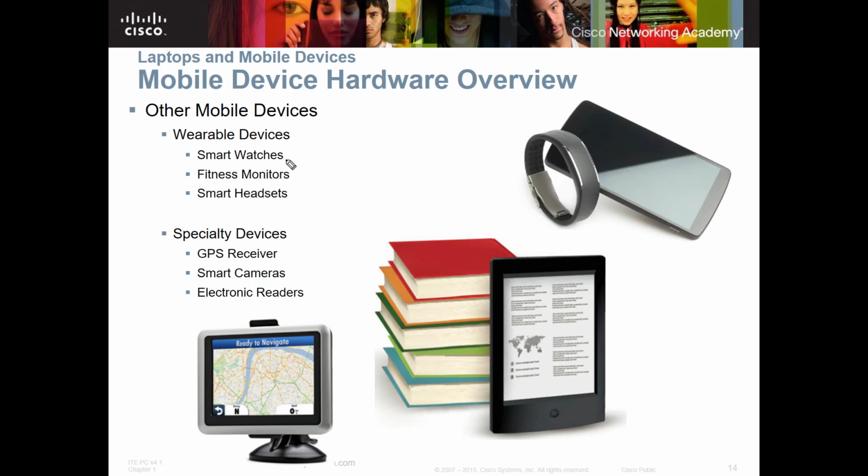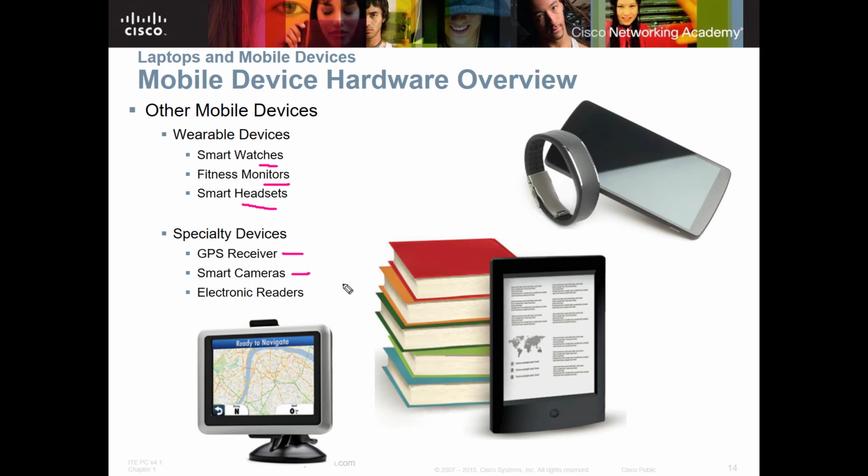Those are the smart watches, maybe an Apple Watch or a Fitbit. Smart headsets, where you can have a headset that maybe has some computing built into it. You also have specialty devices like GPS devices. I've been using GPS for a long time. I carry one in my car in case I need it.